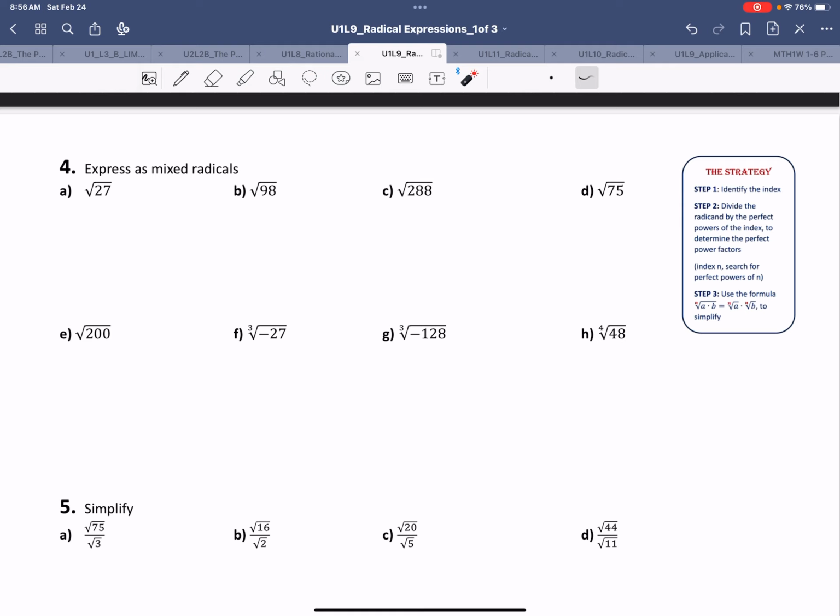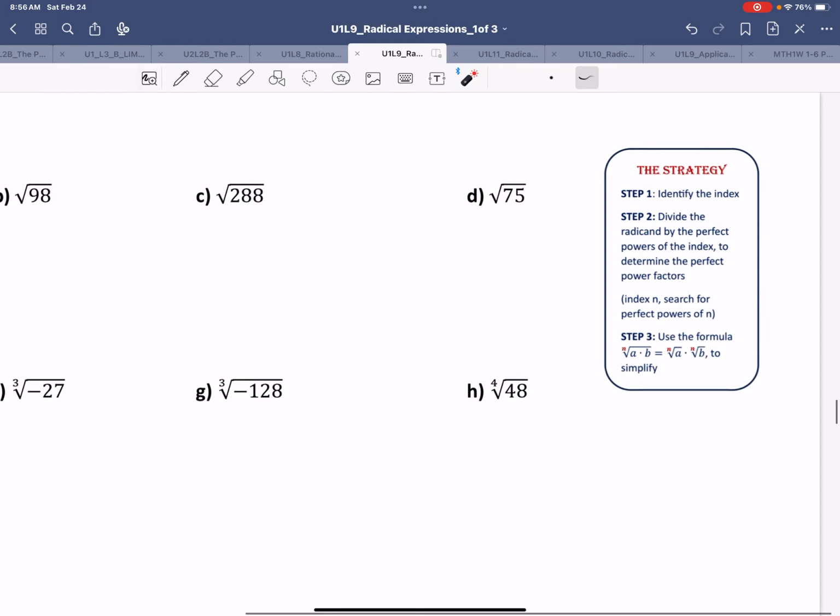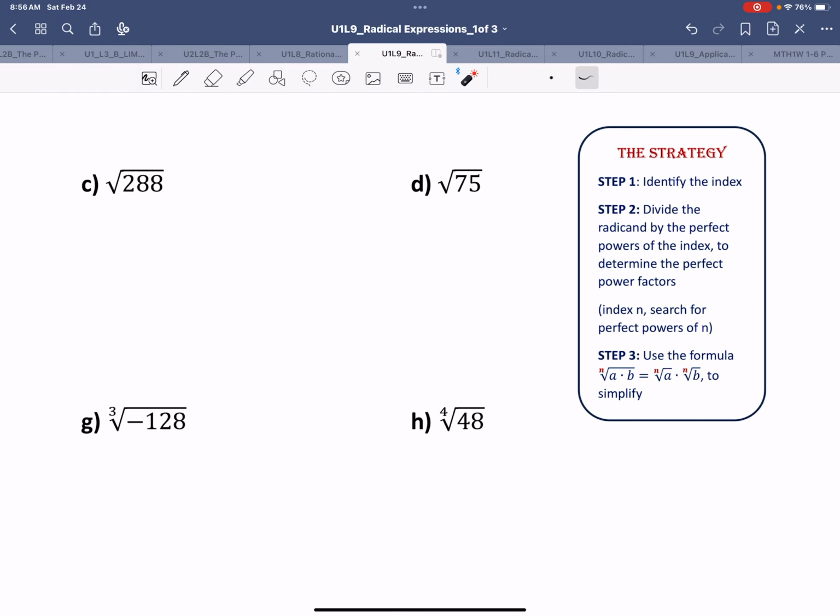So let's take a look at the strategy, or the set of steps, that we discussed in class. Whenever we convert an entire radical into mixed, step number 1 would be to identify the index. Step 2 is to divide the radicand by the perfect power of the index, because we know that we can only take out the perfect power of the index. Say, for example, nth root of a to the power of n can come outside the radical, and that's our goal here. And then we can use this formula to express it in mixed form.